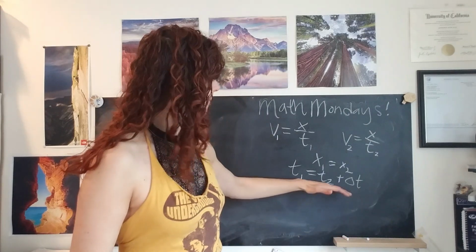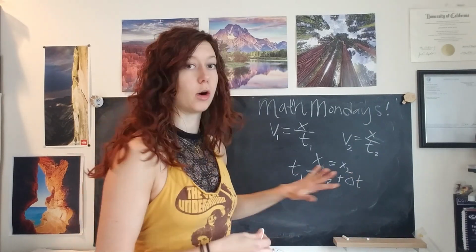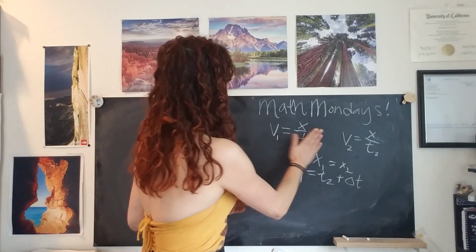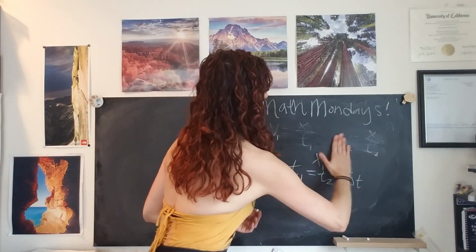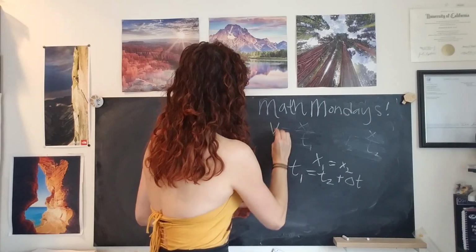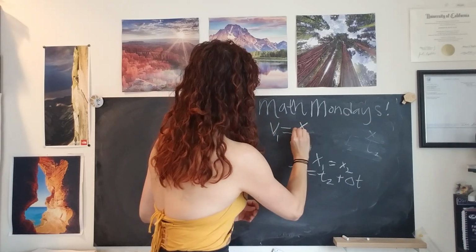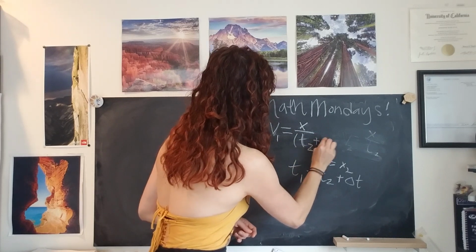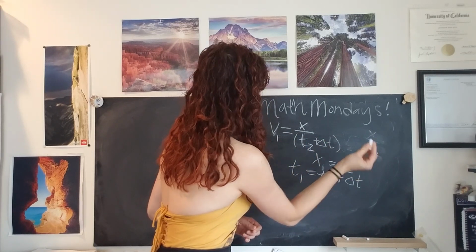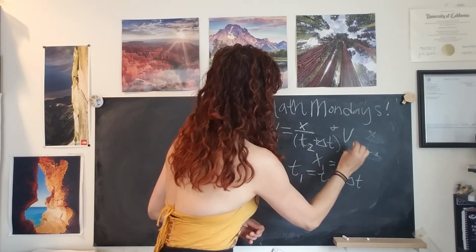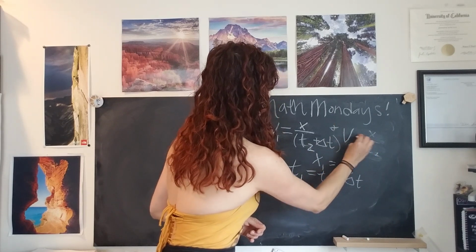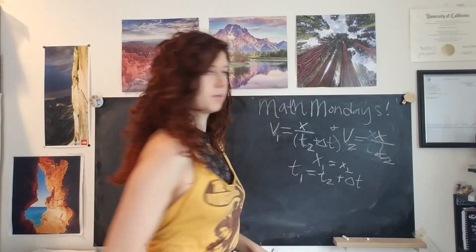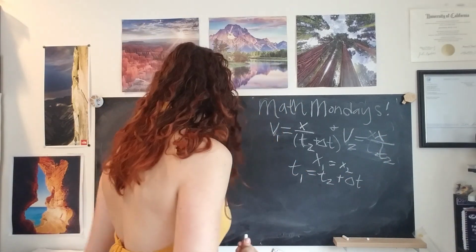Cool. All right. So let me know if you need more clarification on that. I'll leave that there for now. But now that we have this information, we can rewrite these equations. So V1 equals X over T1, which is T2 plus delta T. And, little and sign, V2, to separate those, equals X over T2. Okay, hopefully y'all can read that.